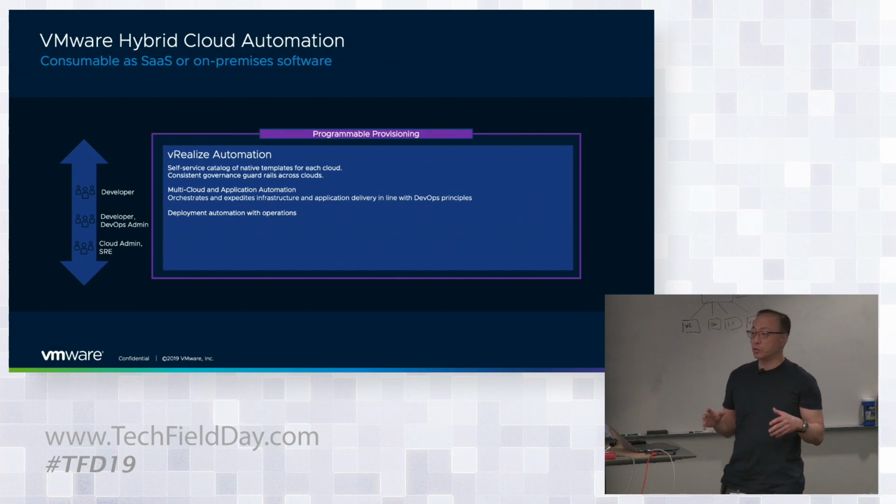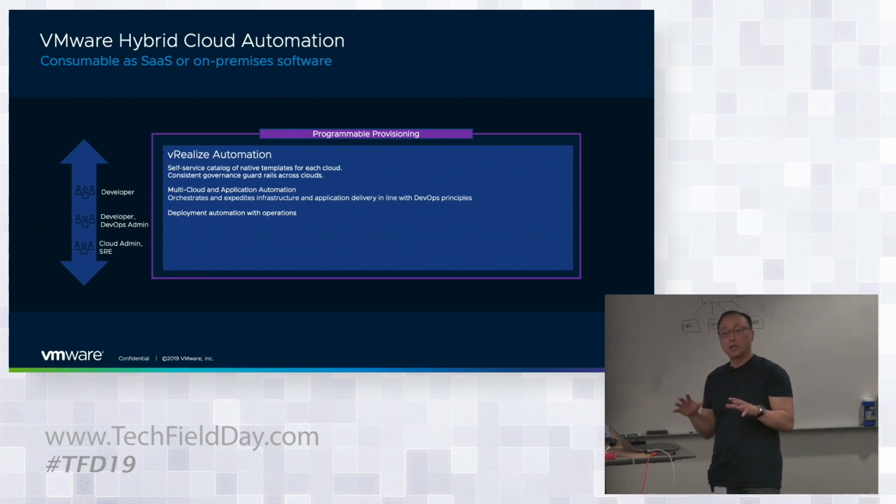vRealize Automation is the solution that we offer for on-premise deployments. You guys know this, right? So the core capabilities are self-service catalog of native templates into each public cloud and a consistent governance layer across all those clouds, right? The ability to automate applications and delivery and orchestration across those multiple public clouds using DevOps principles like infrastructure as code, policy as code. And the ability to automate deployment, right, across the multiple cloud operations that you need to implement. And the key thing is that if you didn't know that we offer this as a service, we do, and we've been offering that since January of this year.